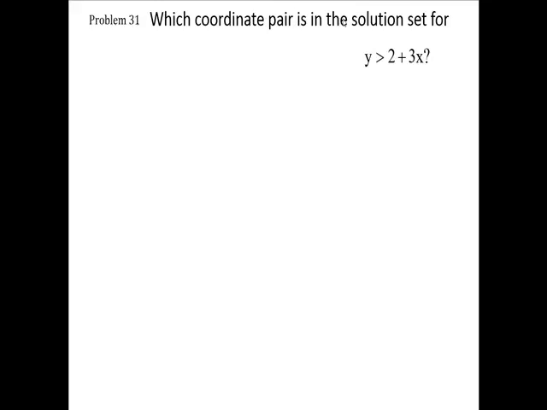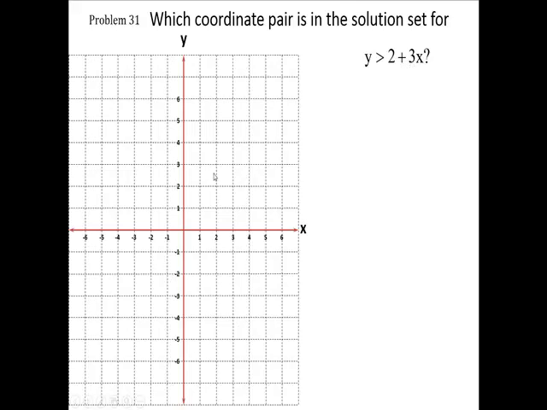Which coordinate pair is in the solution set for this inequality? I have a sheet of graph paper here. Now, to graph the inequality and find points that are in the solution set for it, we want to graph a line first. So let's change this greater than to an equal sign and graph the line first.